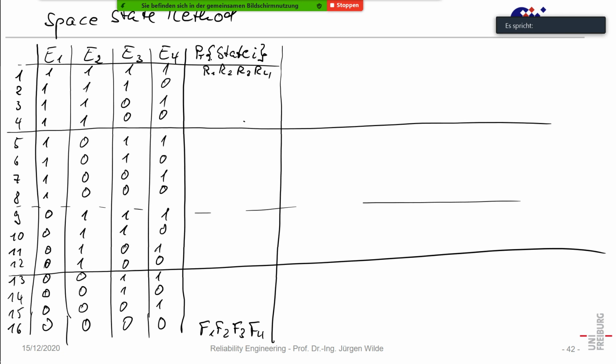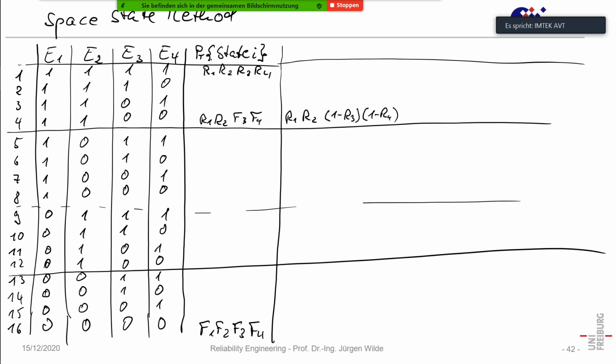So for instance here, the probability would be R1, R2, F3, F4. But you could also say here R1, R2, 1 minus R3, 1 minus R4, and so on. In that way, we get the individual probabilities.